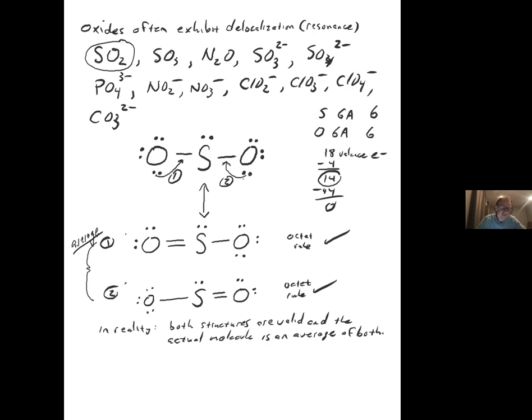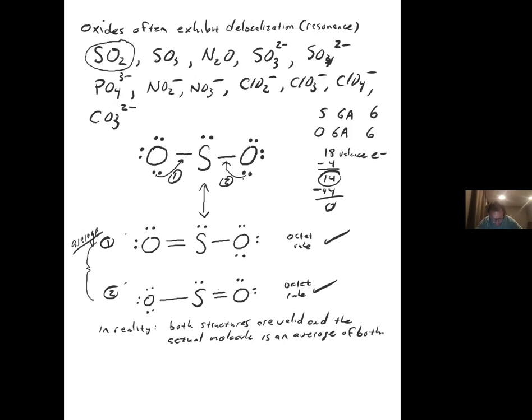The second way is with a hybrid notation. What you do is you say, well, what's the difference between those two structures? The difference is one of them has a double bond on the left and a single bond on the right. The other one has a single on the left and a double on the right. So how do we indicate that it's an average of both of them? Well, what's the average of a single bond and a double bond? Right? So how do we do averages?